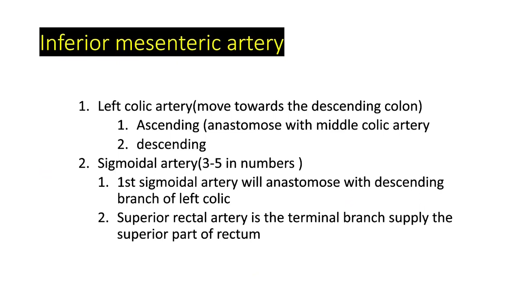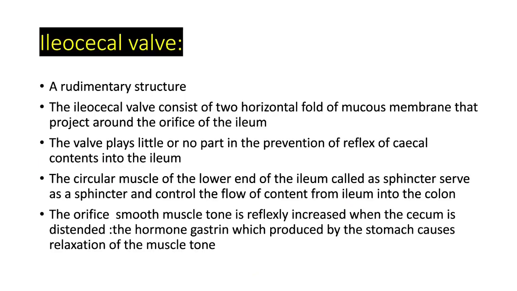The next artery that supplies the hindgut is the inferior mesenteric artery, which is a branch of the aorta. It gives two main branches: the left colic artery and the sigmoid arteries. The left colic artery moves toward the descending colon, and it has two branches, ascending and descending. The ascending branch anastomoses with the middle colic artery. The sigmoid arteries are 3 to 5 in number. The first branch anastomoses with the descending branch of the left colic artery. The second branch leads to the superior rectal artery, which is the terminal branch.